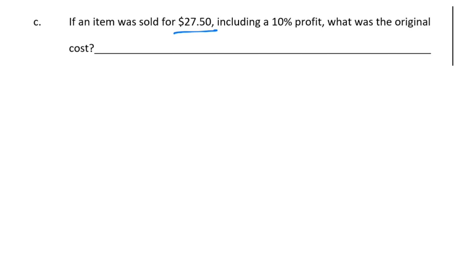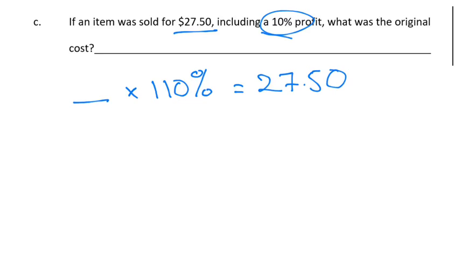So this means that it's already got a 10% profit in it. So it's saying, well, some number times 110% is equal to $27.50. So that's what the question's saying, is what was this original cost? And we multiplied that by 110%, and then it gave us a new price of $27.50.